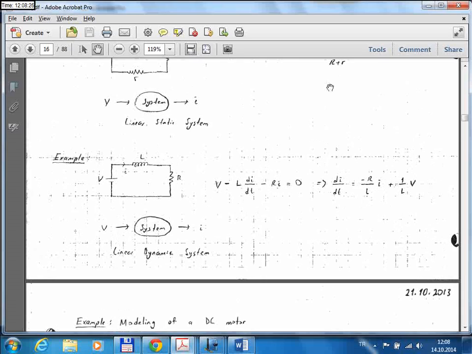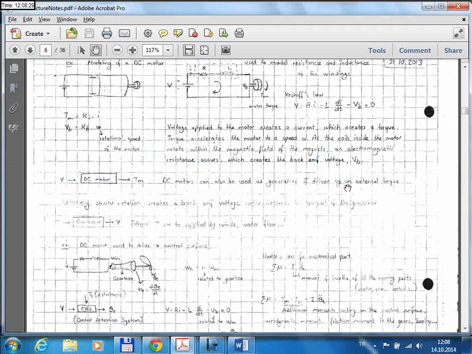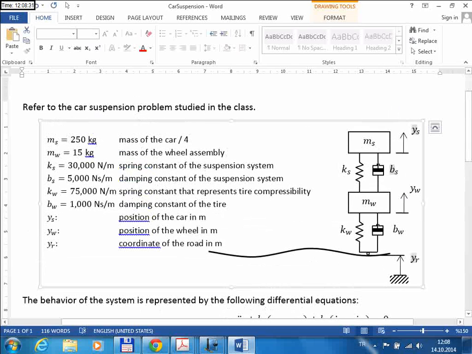So I think I can explain this better on the previous example. So let me come back to this. Here there was just one input, which is the road surface coordinate here, yr. But for output, I have different options. For example, I can choose the position of the car as my output, which is ys coordinate. I can also choose yw, the position of the wheel, if that is what I want to look at. Or I can choose, for example, the relative distance between the car and the wheel, which is ys minus yw.